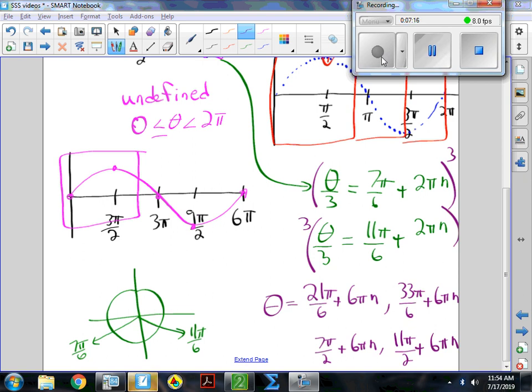If I look at my graph that I drew in pink and black, the 7 pi over 2 corresponds to that first purple arrow, and the 11 pi over 2, which is close to 12 pi over 2, corresponds to a value close to 6 pi at the second purple arrow. So that's where those values would be. So from 0 to 2 pi, it's undefined because the answers lie outside that range.